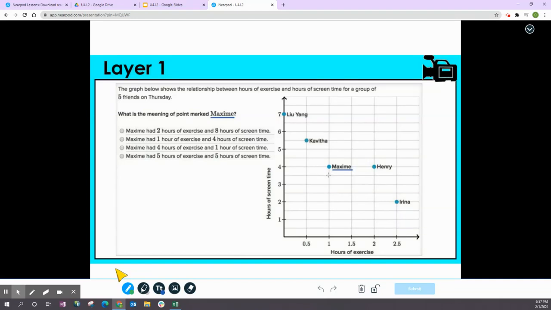Hey team, in this video, I want you to look for how I use the labels on the X and Y axis to understand and interpret the points on the graph. This video specifically is going to show us how coordinate planes can show us data.